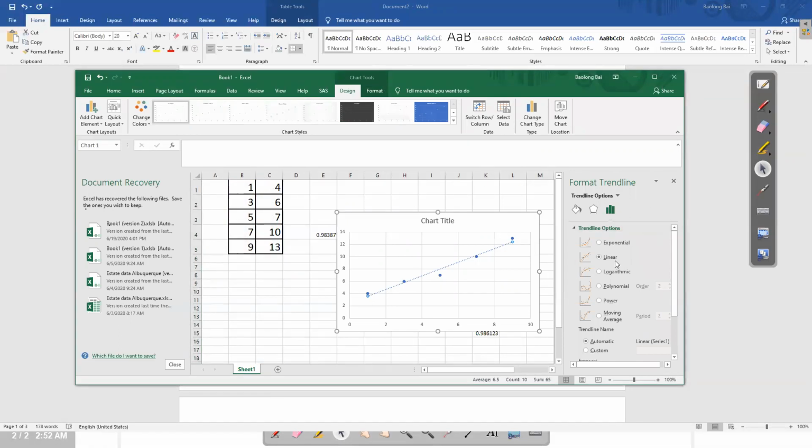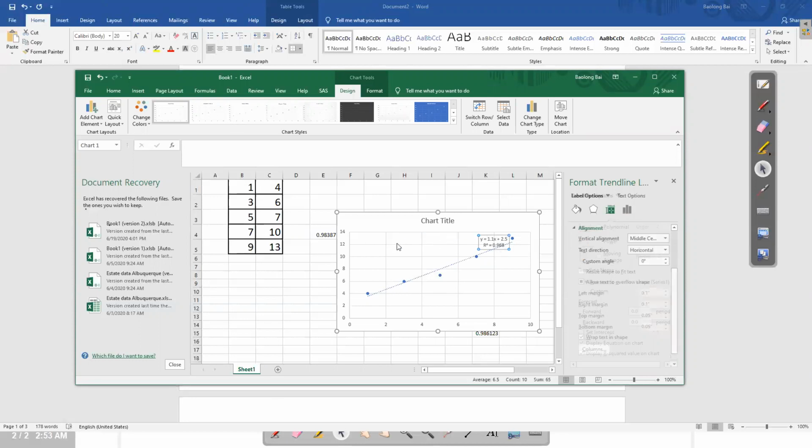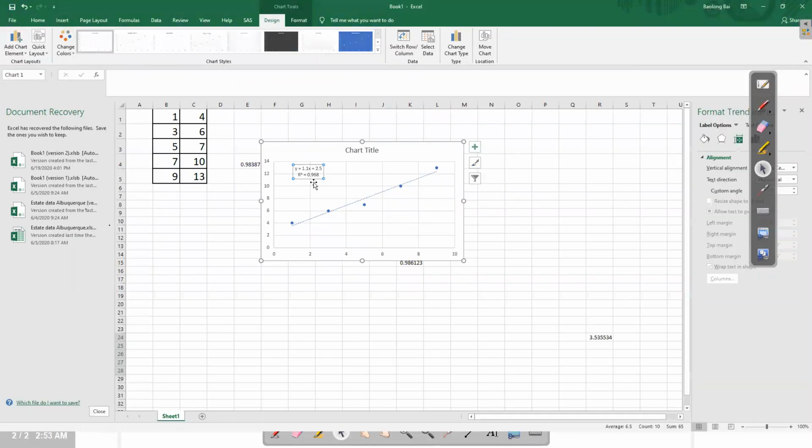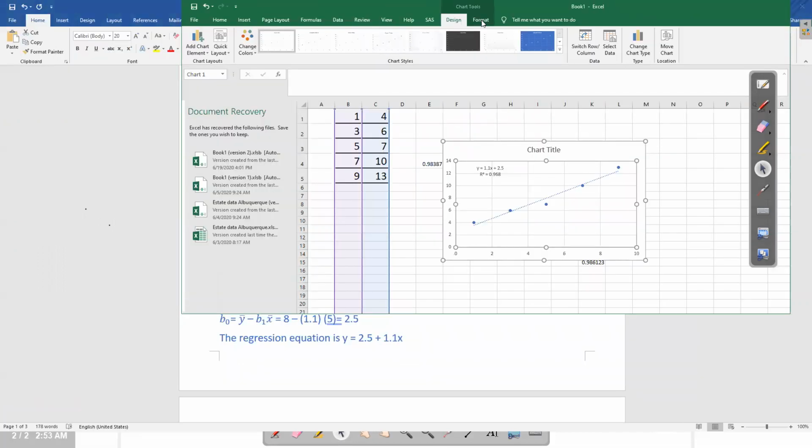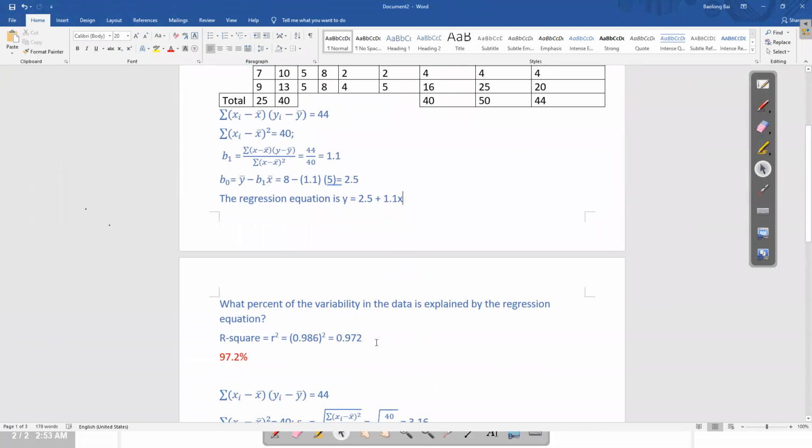You have some options here. You can do nonlinear regression, all different kinds of regression, but we're only going to look at linear regression because we just want to study the linear relationship. Then you can display the equation and display the R square, and compare to our numbers. Intercept 2.5, slope 1.1, R square 0.968, and that matches with our numbers. R square is a little off because we have rounding errors.